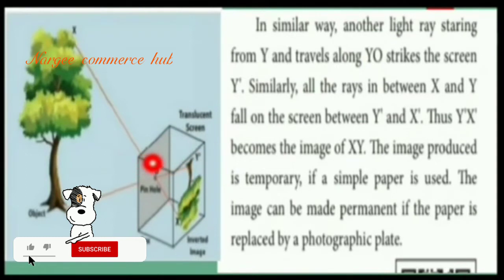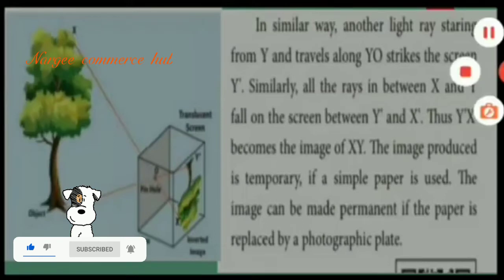Similarly, all the rays in between X and Y fall on the screen between Y dash and X dash. Thus, Y dash and X dash becomes the image of XY. The image produced is temporary if a simple paper is used. The image can be made permanent if the paper is replaced by a photographic plate.